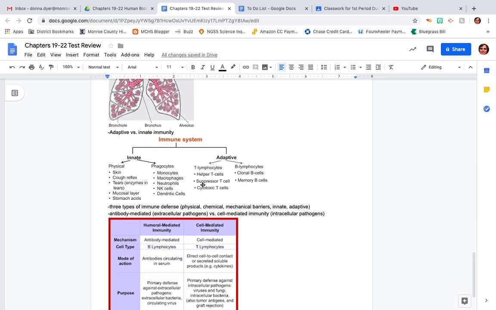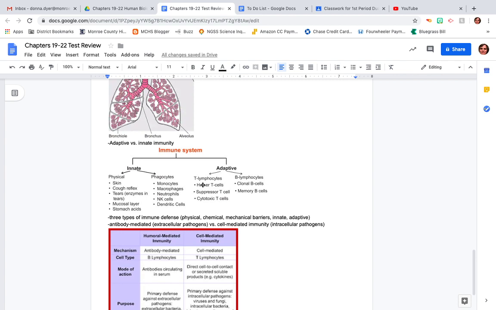Lastly, we talked about the immune system. We need to be familiar with the differences between adaptive and innate immunity. Remember, innate immunity is what you were born with. It is not specific. It targets anything that's not supposed to be there.